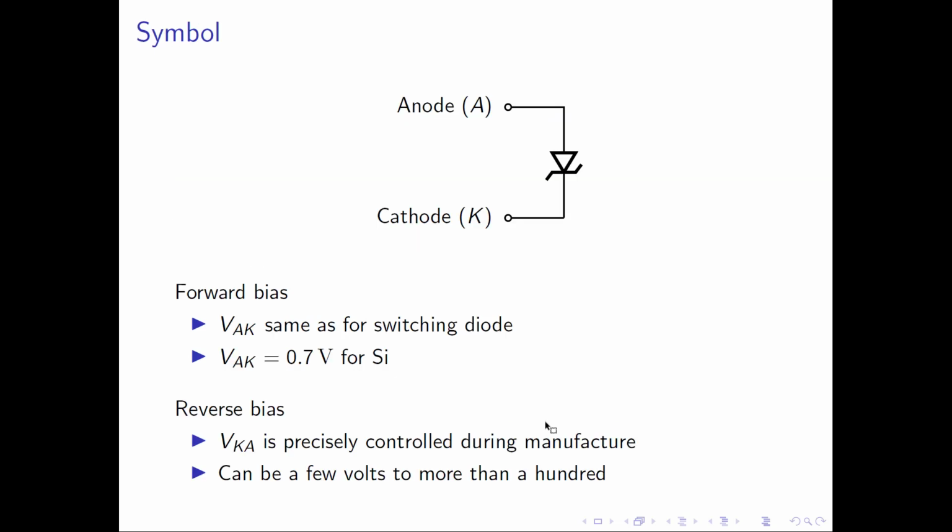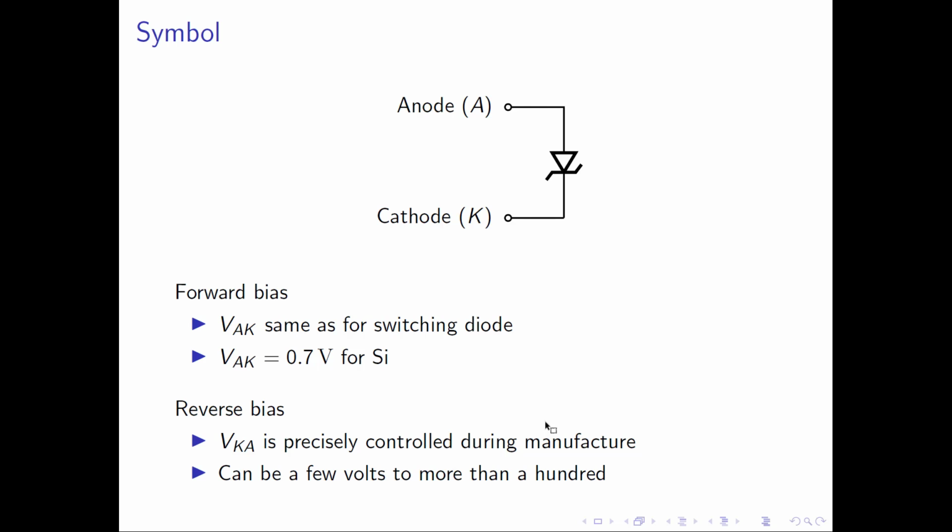The symbol for the Zener diode looks like a slightly decorated regular switching diode, where there's just a couple of extra lines on the cathode end of the symbol. Now, when the device is forward biased, so the anode is greater than the cathode, the device behaves just like a regular switching diode. And so for silicon devices, the diode won't turn on until the forward bias voltage is about 0.7 of a volt.